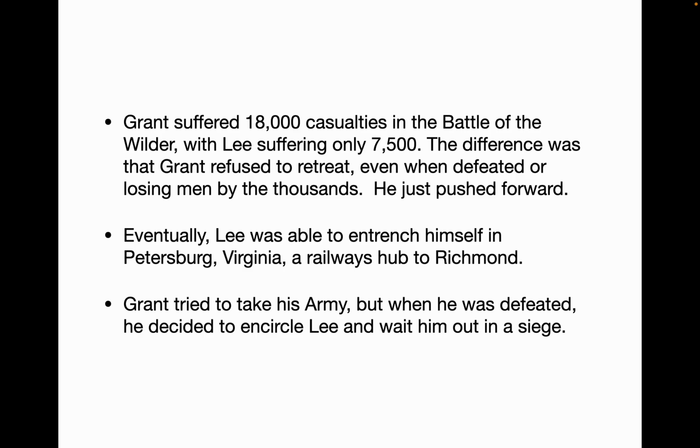Eventually, Robert E. Lee was able to get himself dug in around the railway city of Petersburg in Virginia, on the way to Richmond. And so Grant tried to attack him again head on, but it didn't work. And so instead, he had to just sort of wait Lee out. He had to encircle him instead.